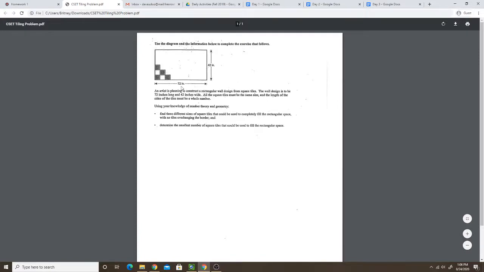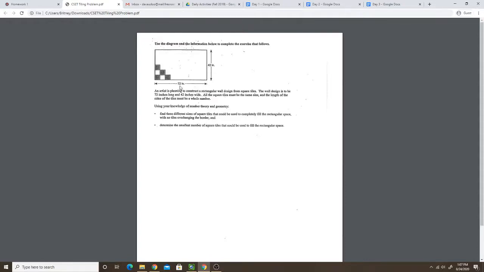Because we also need that number of tiles to fill in this width right here evenly. So for example, a tile that would work to fill up this length would be a 7-inch tile, right? Because 7 goes into 42, right? 42 is just 7 times 6. So I could lay 6 7-inch tiles, and that would completely fill in this space.